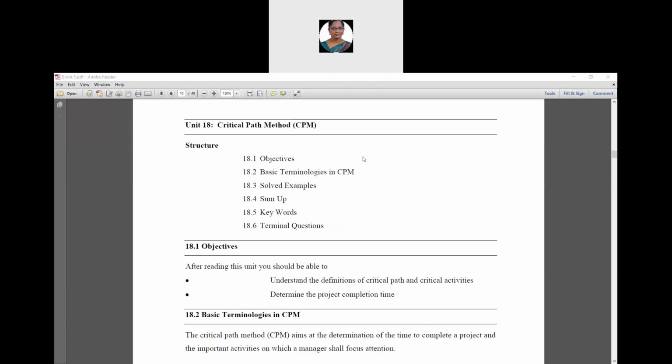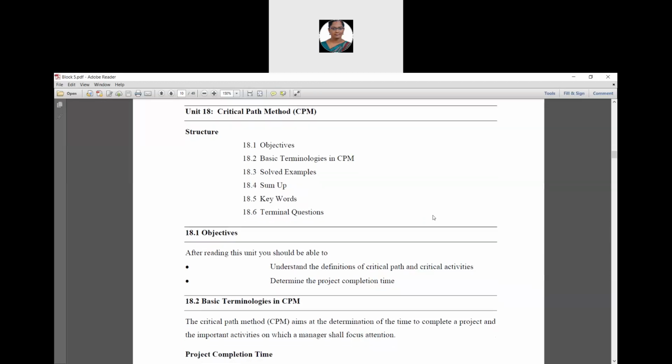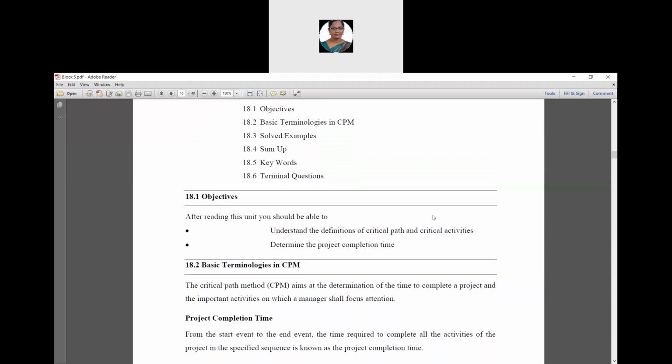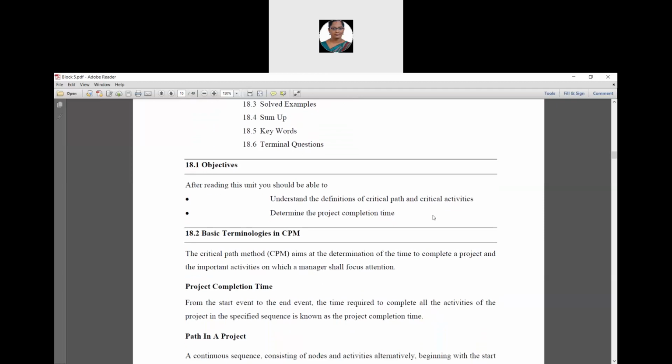Hello everyone. Here we are going to see Unit 18, Critical Path Method. The structure of this unit is objectives, basic terminologies in CPM. CPM means Critical Path Method. Next are solved examples, sum up, keywords, and some terminal questions have been given for you.